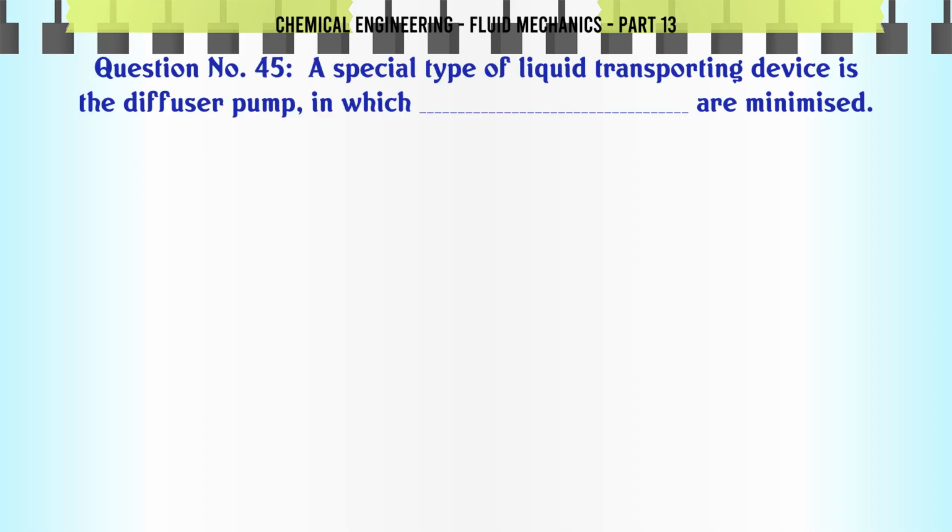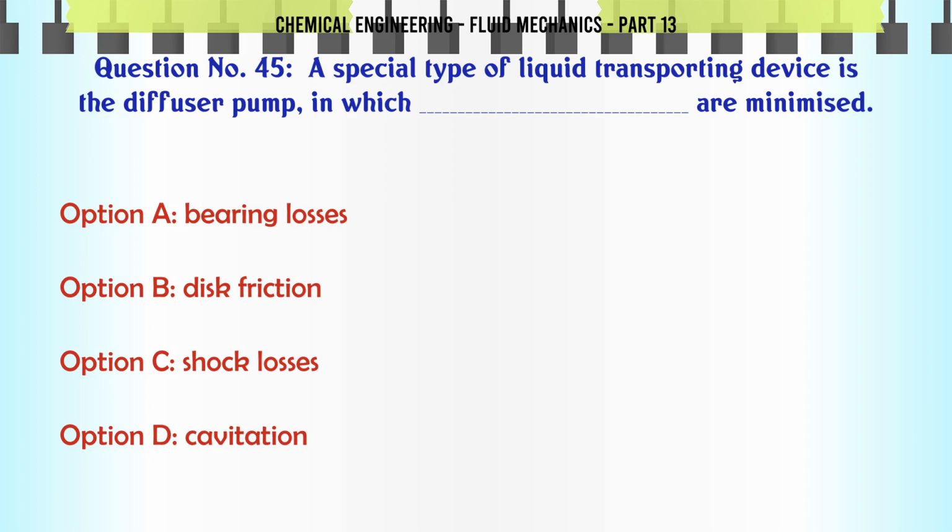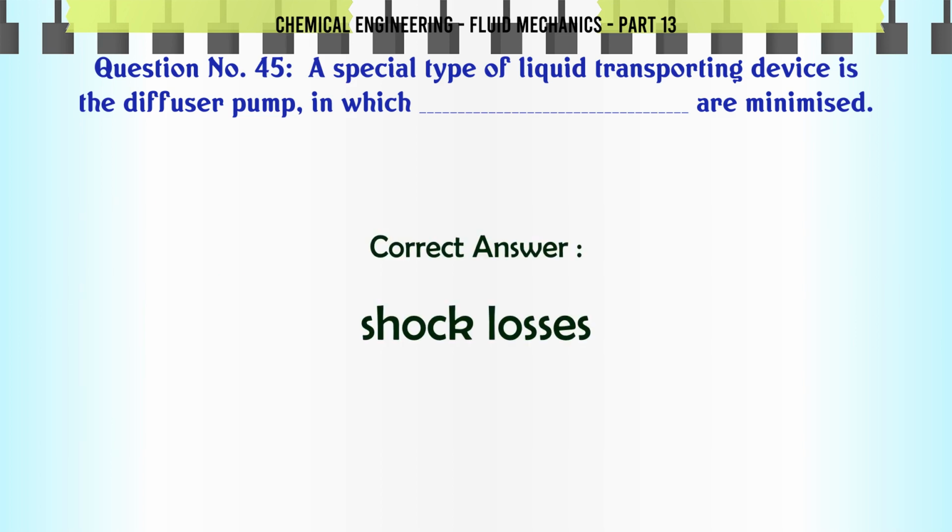A special type of liquid transporting device is the diffuser pump, in which ___ are minimized. A. Bearing losses, B. Disc friction, C. Shock losses, D. Cavitation. The correct answer is shock losses.